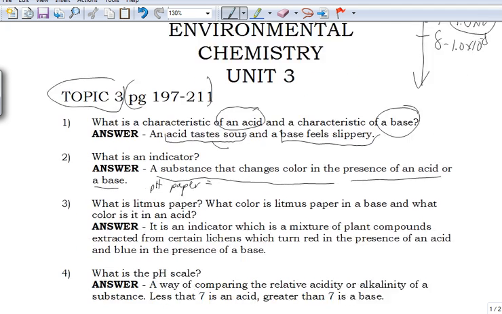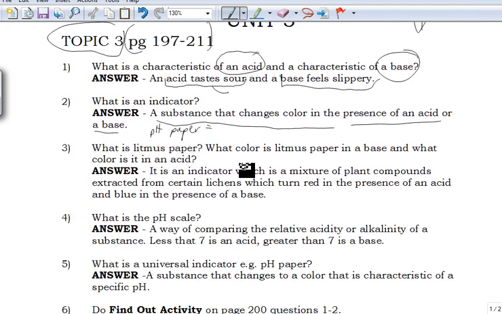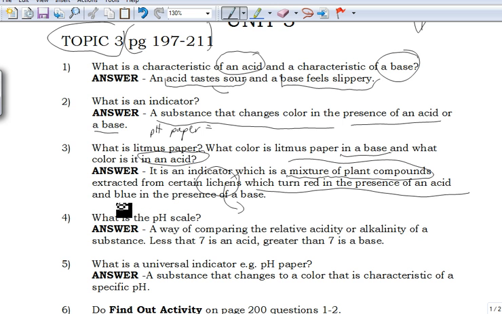Let's keep going. What is litmus paper, and what color is litmus paper in a base, and what color is it in an acid? So litmus paper is another kind of indicator, which, as I talked about before, is a plant compound made from lichens. Remember lichens? Lichens were tiny organisms used to break down rock. So litmus paper turns red in the presence of an acid and turns blue in the presence of a base.